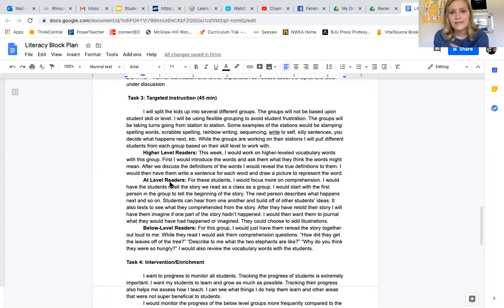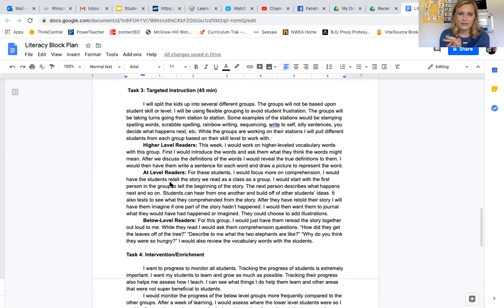And then sequencing. I would print out pictures from the story with the words on the back, and they would have to order them according to the pictures. That recalls comprehension from the story, and then they can check their work by flipping it over. Or they can write to themselves or journal how they thought about the story. Silly sentences, so they would pull out a vocab word, and then pull out an object, and they would have to make a sentence out of those two. Lots of things like that.